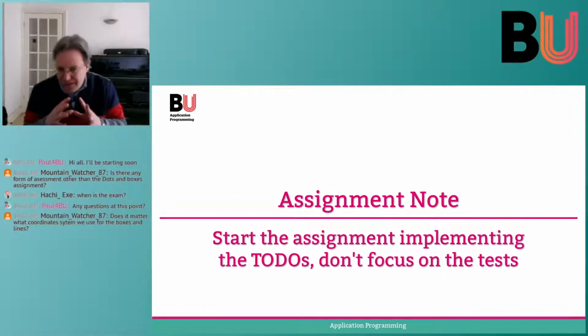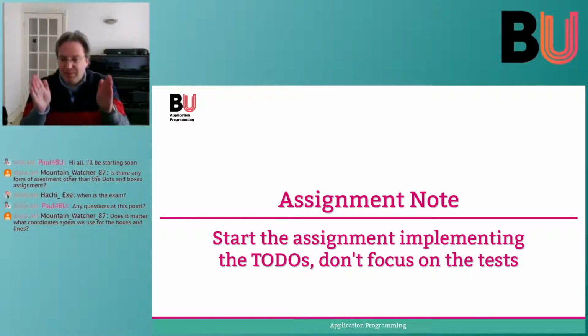Another point, by the way, for the assignment, is to start implementing the to-dos. There are many parts where the tests don't do only one property. Many of the tests hit a number of properties. So it's much more sensible to start implementing the game in a way that actually it should work. Think about what should actually happen here. What is the purpose of this function? And most of them are very simple. If you don't understand the purpose of a function, ask us. We'll be happy to help you.